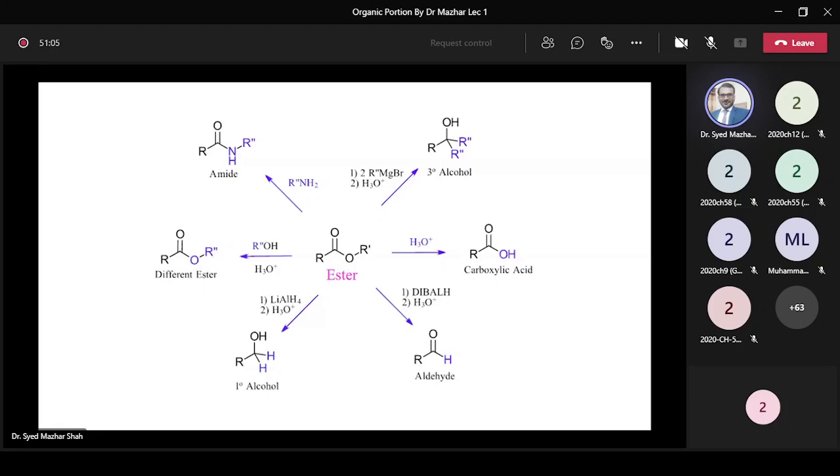And here is a general reaction of esters. You don't need to memorize all of these reactions. These are just for giving you a general concept of the functional group, why we classify them into a functional group, and what is the benefit we get from that.